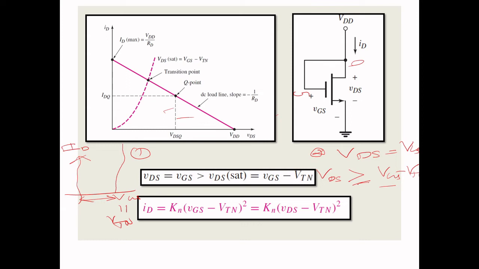You know what is the condition for the saturation region? VDS is greater than or equal to VGS minus VTN. So our task is accomplished, right? So this is the way your MOSFET is working as a constant current source. So this idea only we are going to use for the current mirror circuit. I hope you understand, right?